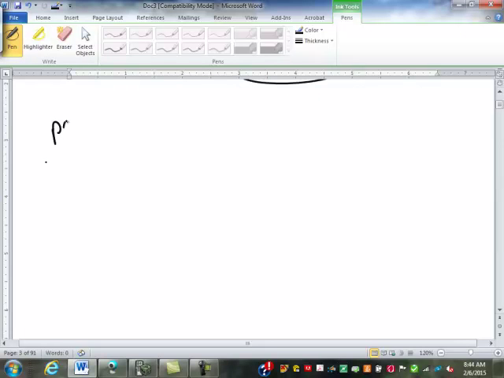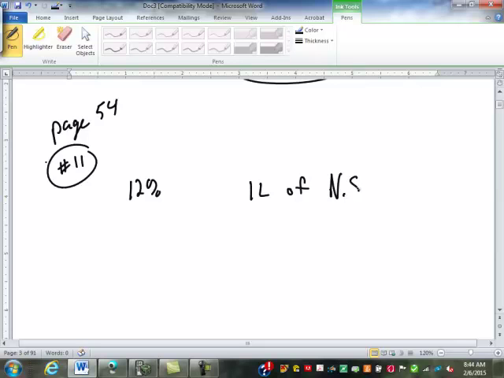So number 11 on page 54. How many liters of 12% sodium chloride solution should be mixed with 1 liter of solution that contains no sodium chloride? So in other words, 1 liter of what we call a neutral solution. Its percent is 0% for its concentration. It looks confusing, but it's going to go into the formula exactly the same way.